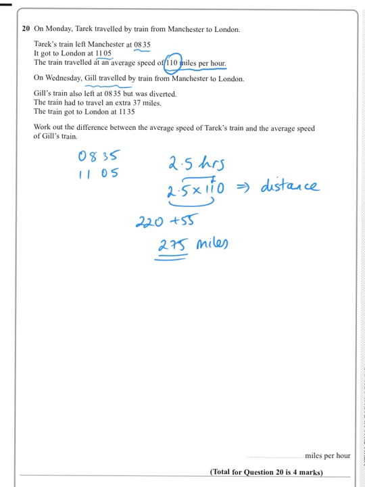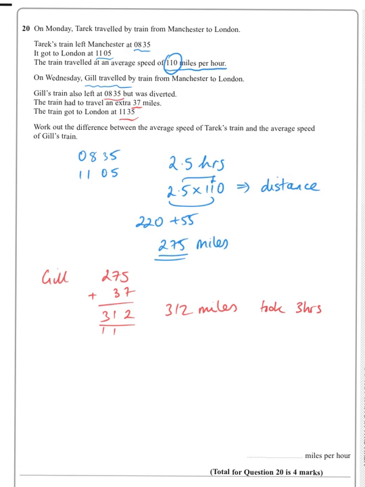Now this question's getting me thinking. So Jill is going from Manchester to London, so it's the same journey, but there's a little bit of a diversion, so there's 37 extra miles. So that means Jill must have travelled what Tarek did, which was 275, plus another 37. So that is 312 miles. And what we can then see is that it took her from 8:35 in the morning to 11:35. So that took 3 hours.